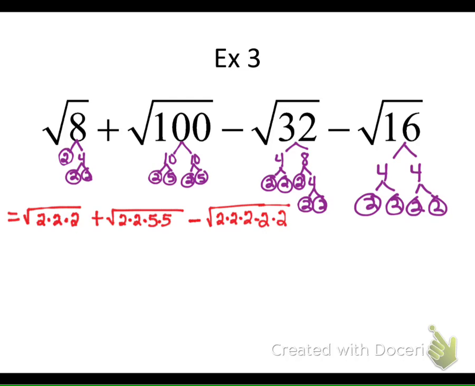Not yet. Then what operation sign do I bring down? Okay. And then my square root sign, and what do I bring down again? The 2 times 3 times and the 2.